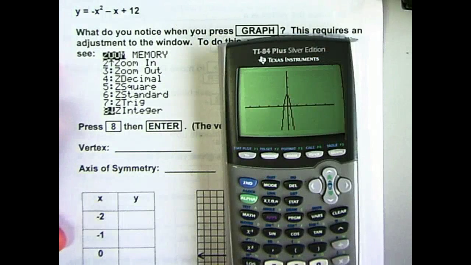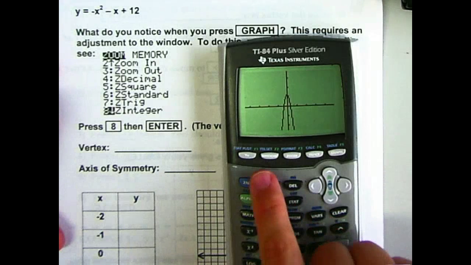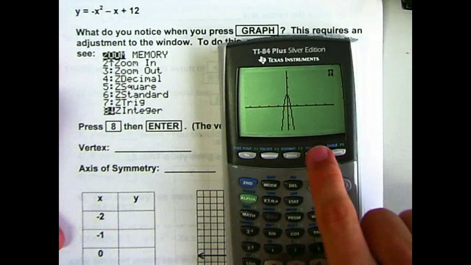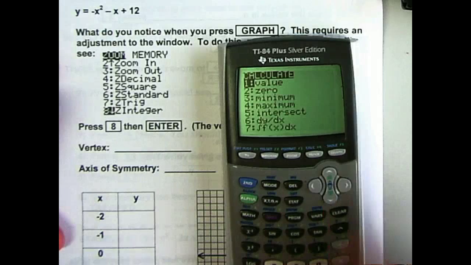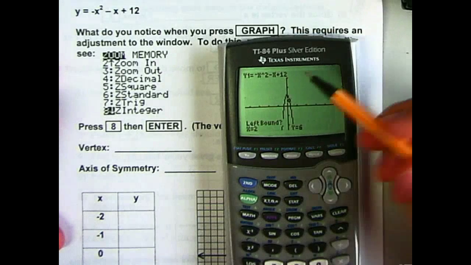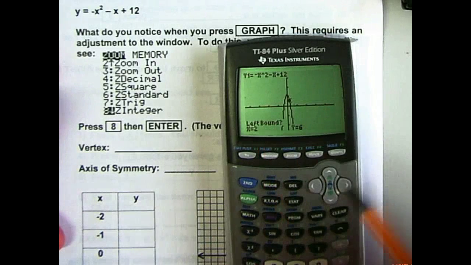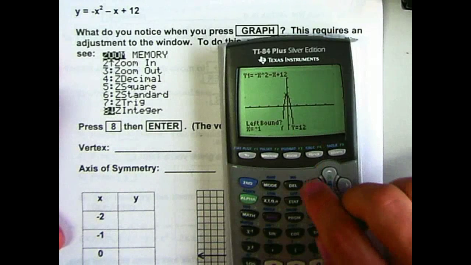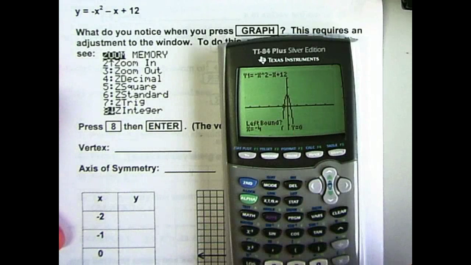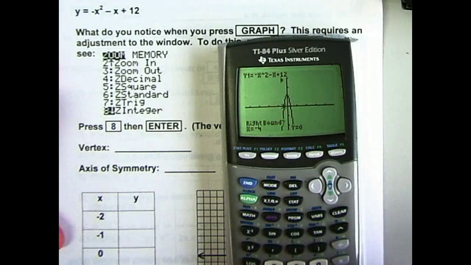Okay, so that max value is our vertex. So let's go ahead and find it. I'm going to go second and calc. Because we're looking for a max value, I'm going to go down to number 4. And I'm going to set my goalposts to the left and to the right of this. It's asking me for a left bound, so I'm going to take my cursor over to the left side. Okay, so I'm to the left of the point that I want to find, right? And I'm going to push enter.